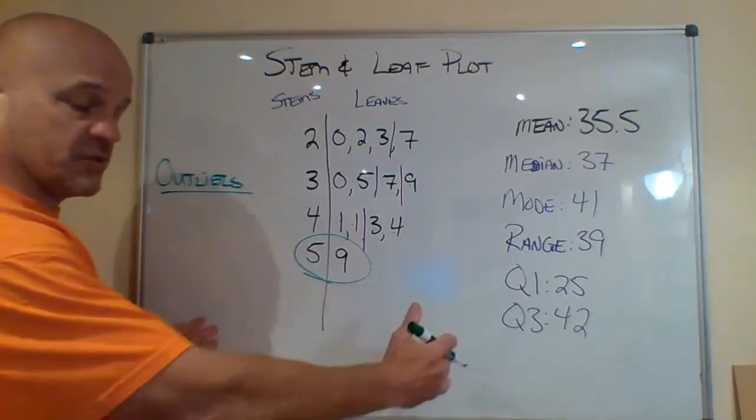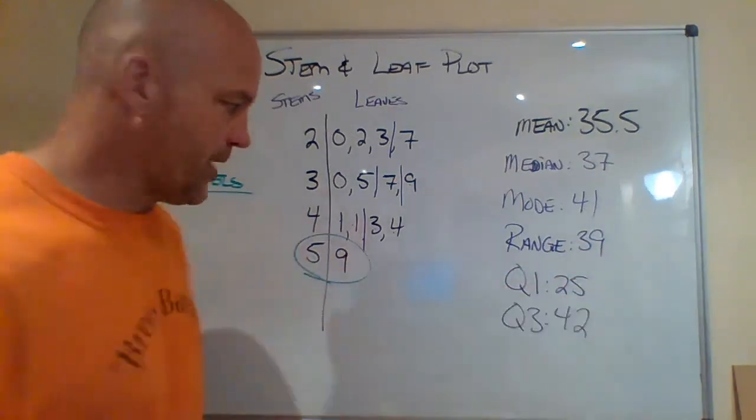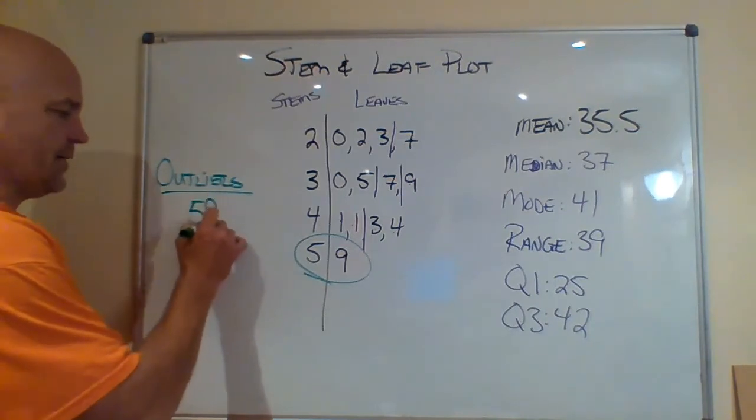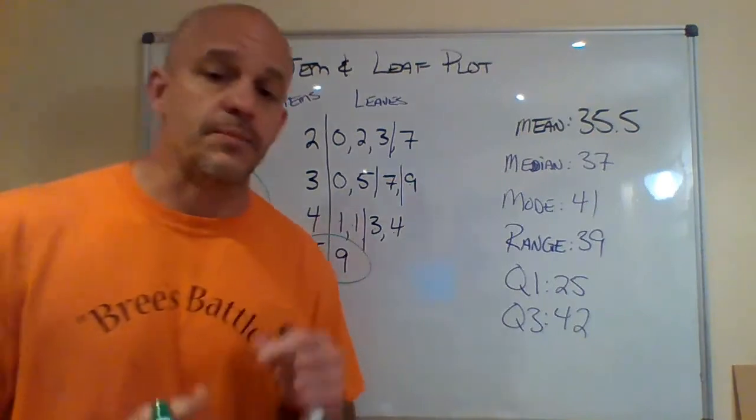especially if I had a box and whisker plot. That upper whisker would be really long compared to the rest of the data. So the outlier here would be 59. And outliers are a lot like your mode. There could be more than one.